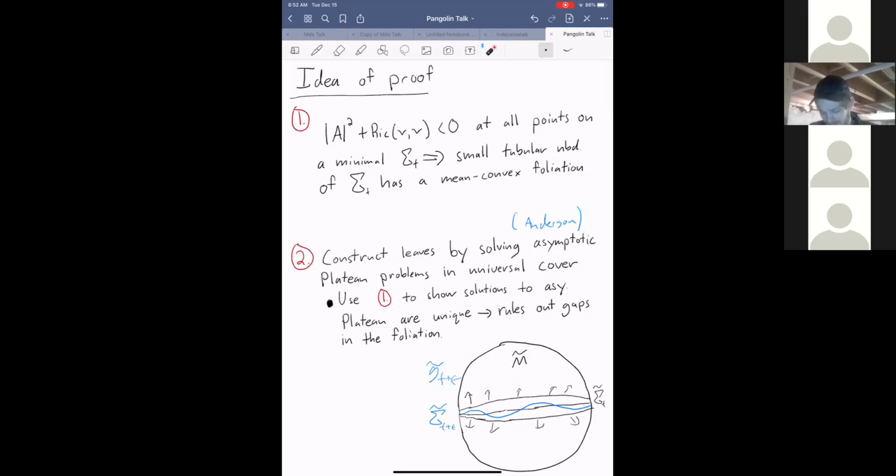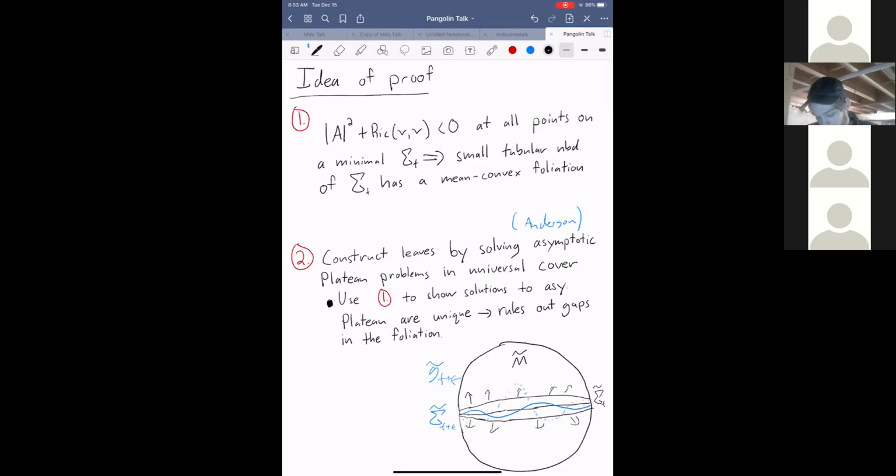key thing that you have to worry about is the possibility that uniqueness for these asymptotic plateau problems is failing. So what if there's some surface that I'm drawing, a dotted blue surface, that stays at finite distance from sigma sub t tilde, but is not contained in this small mean convex neighborhood that I drew? What that would do is lead to gaps in the foliations that we're trying to construct.